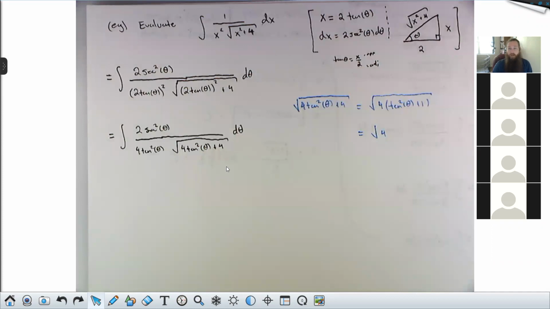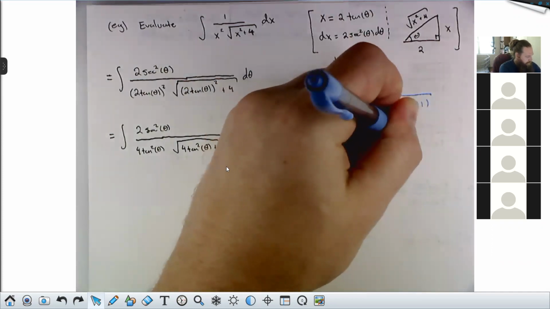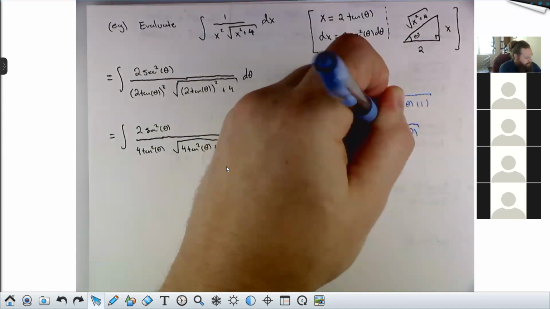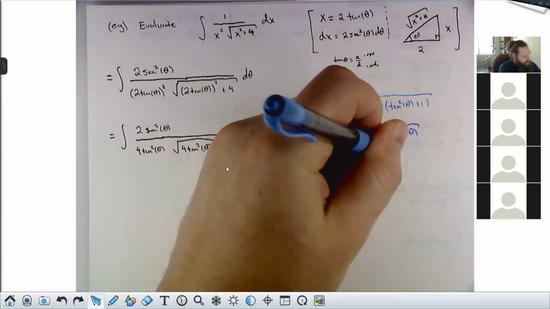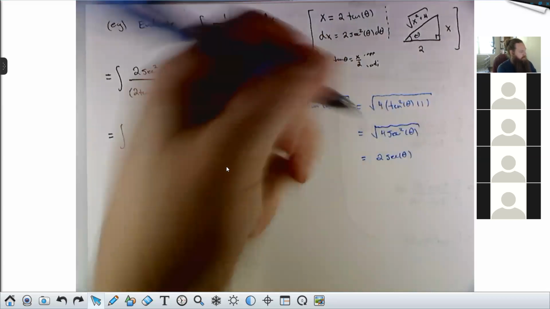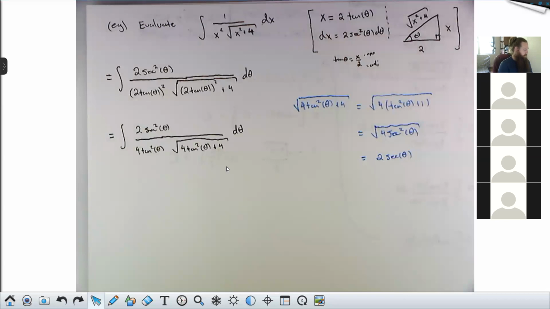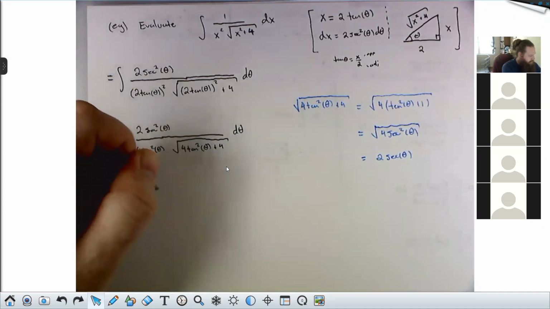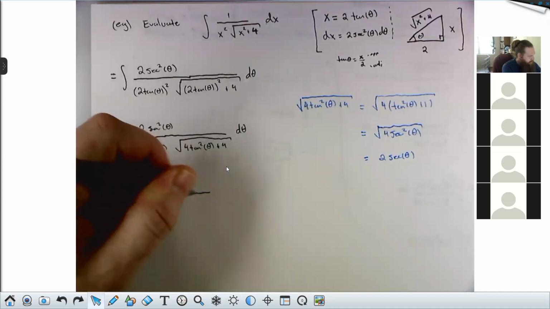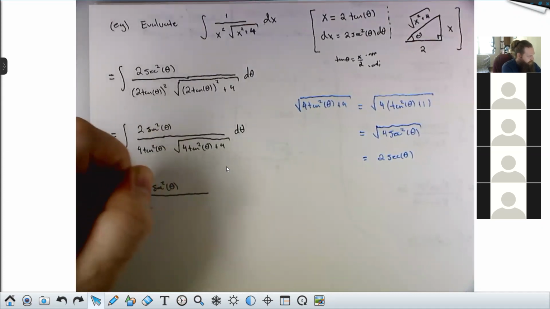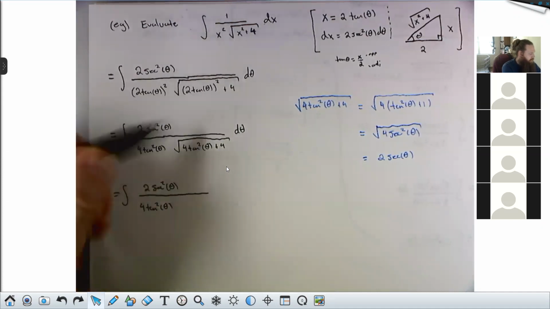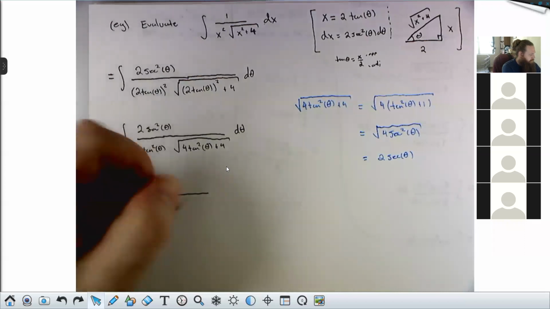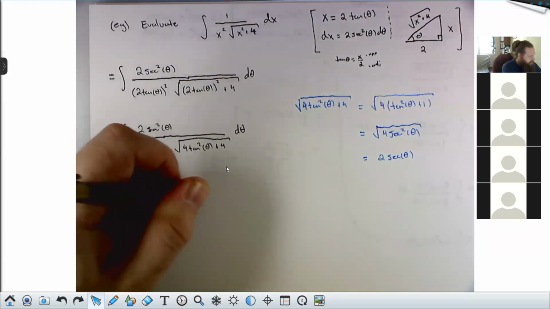Maybe you see it more. Secant squared theta. Secant squared, right? So we have here the square root of 4 secant squared theta, which is just 2 secant theta. Isn't that magic? So my integrand, I've got the 2 secant squared theta upstairs. Got 4 tan squared theta downstairs. And the square root of 4 tan squared theta plus 4 is 2 secant theta.